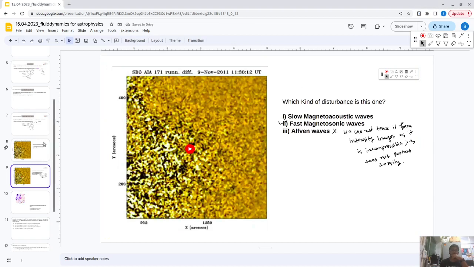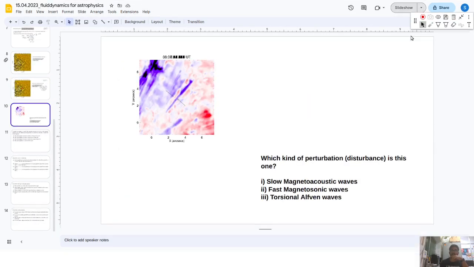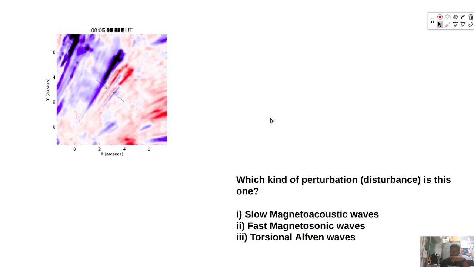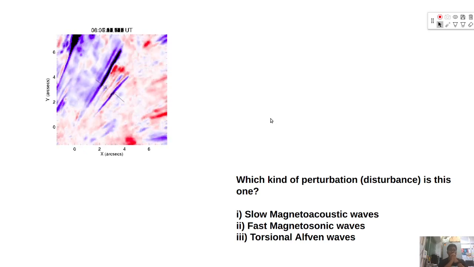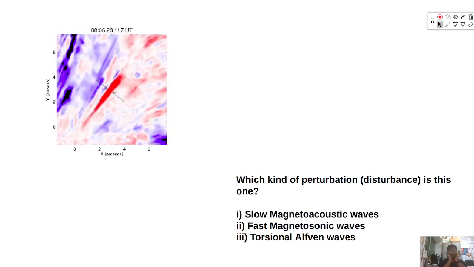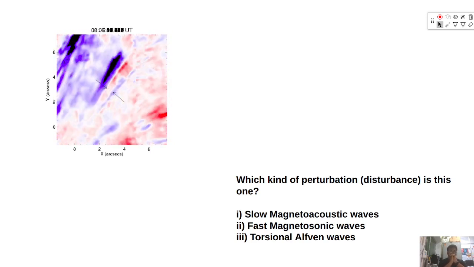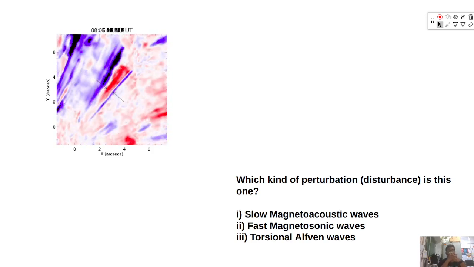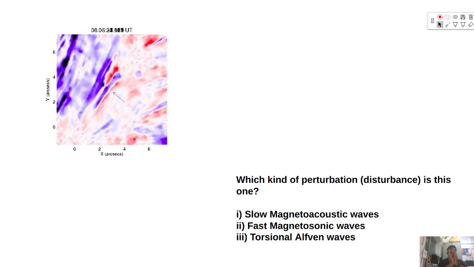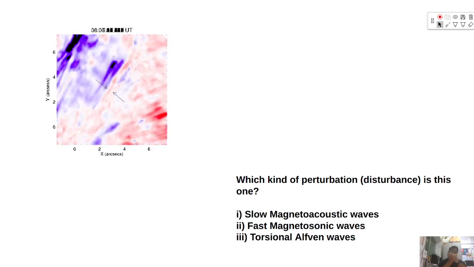Now let us move on to the next question, which is about this one. This is another animation or movie, what you can say. First of all, let me give you an overview of how these images are. This is not an intensity image, this is a velocity image. You know about the Doppler velocity, redshift and blueshift, right? Redshift means it is going far from our eyesight, and blueshift means it is coming towards our eyesight.